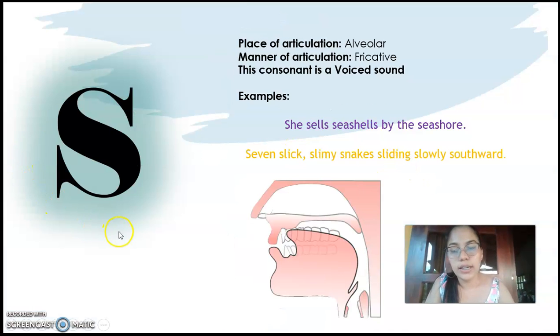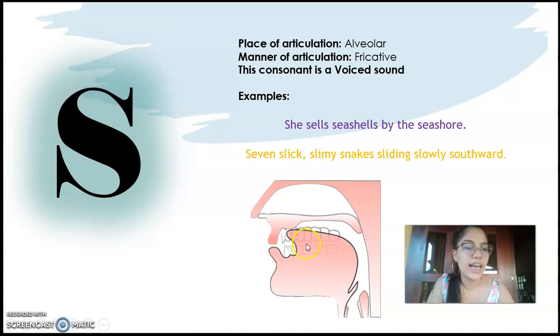And the last one is the symbol S. In this case, the place of articulation is alveolar, as I said before. That means that the tip of the tongue is touching the gum ridge behind your front teeth. This is the tongue, this is the front teeth, and the tongue is behind the front teeth. And the manner of articulation is fricative. That means that the airflow is pushed through a small opening, which creates turbulence in the airflow.